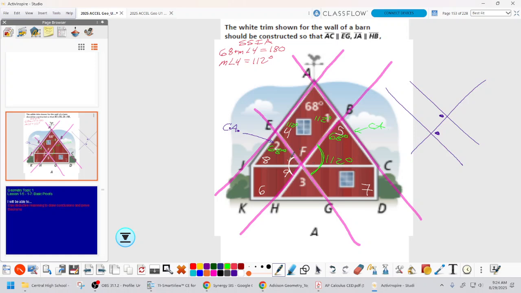It doesn't have a name, but I labeled it angle 9. By what? Vertical. It's like opposite sides of the x, right? So that's 112 as well. I did just make up some of these, and so I was hoping that you would notice.